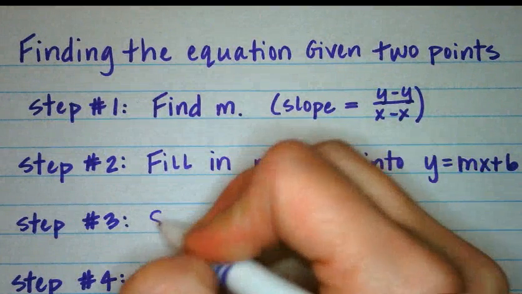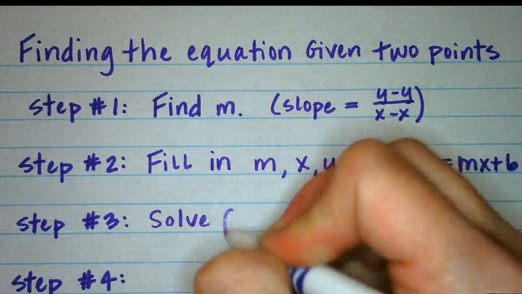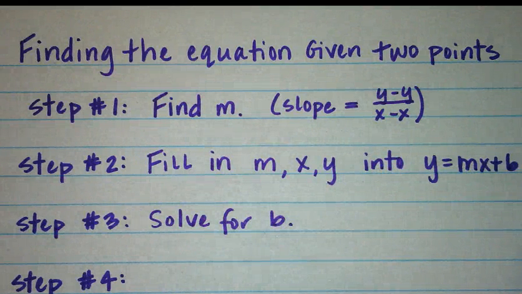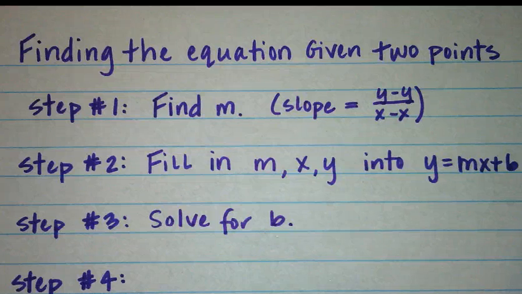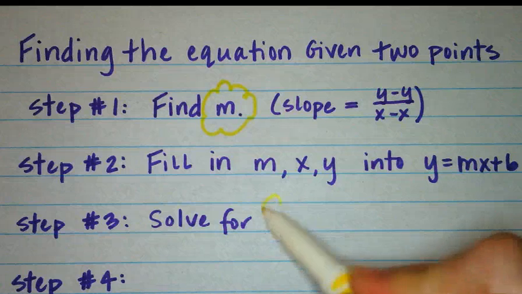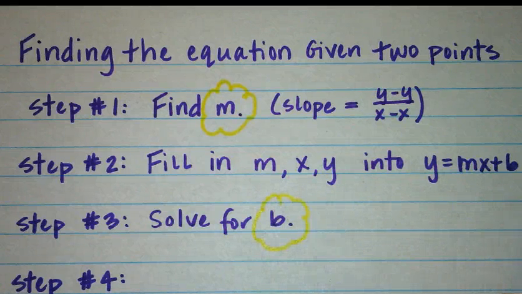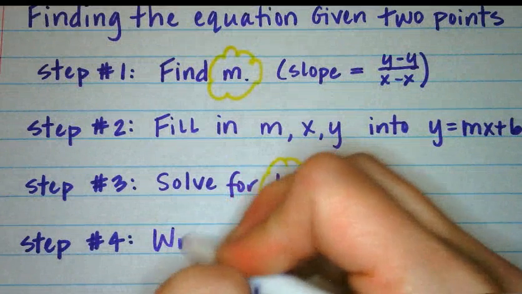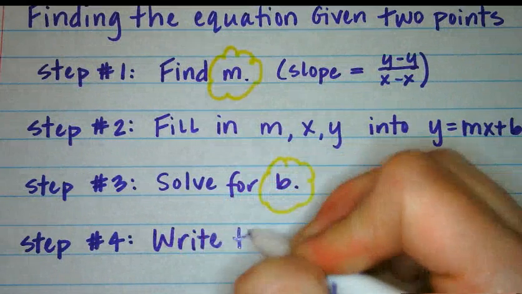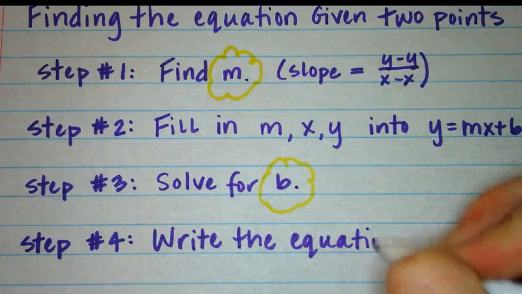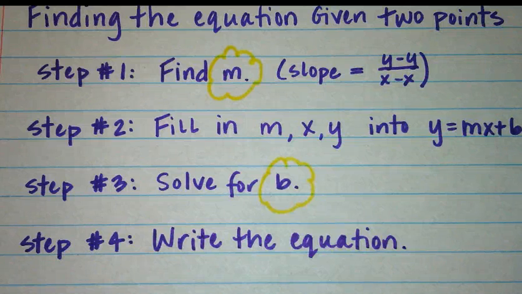Now what we're going to do is solve the equation for b. And remember, the 2 things that we have to do in order to write an equation in slope-intercept form is we have to find the m and we have to find the b. And once we do that, then step 4 is to write the equation. And when we write the equation, we're going to fill in the answers that we got for the m and the b.